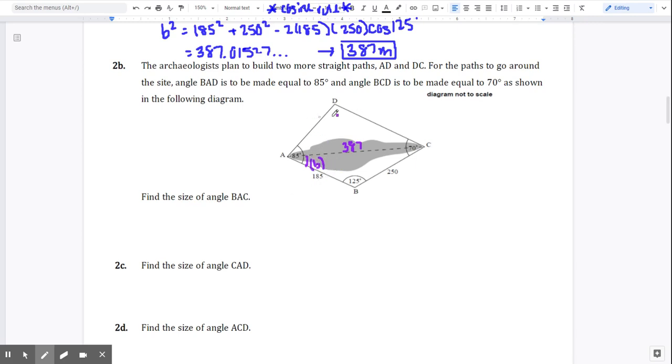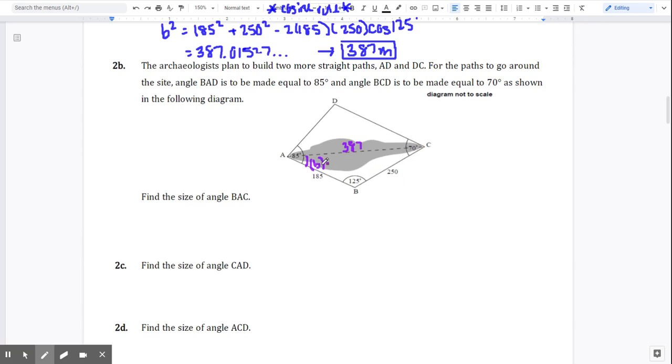So focusing on, trying to ignore that top triangle, and focusing on what we have down here, angle B is not changed at all. We know this side from A to B is 185. We know this side from B to C is 250, and we know side A to C is 387. We do not know angle C over here. We know that the big angle C is 70 degrees, but we don't know what it is yet inside this little triangle.